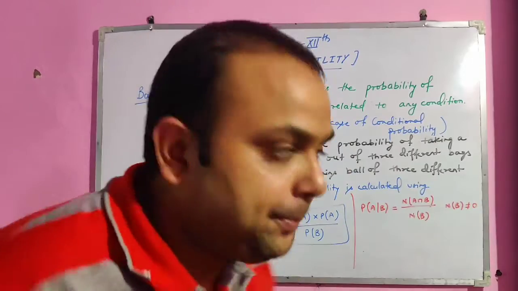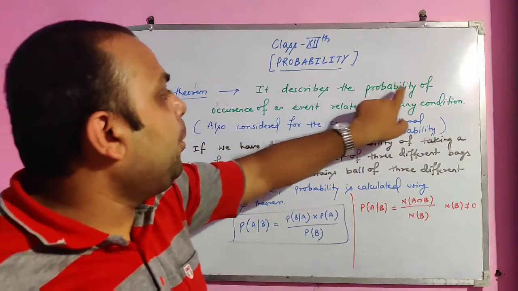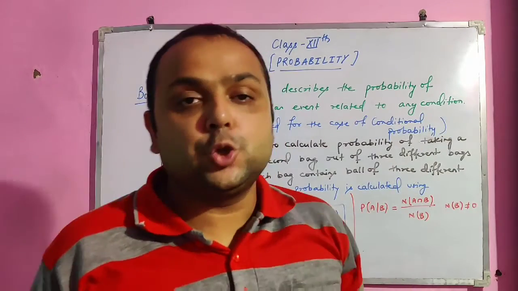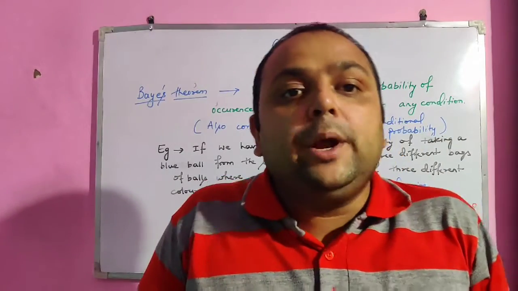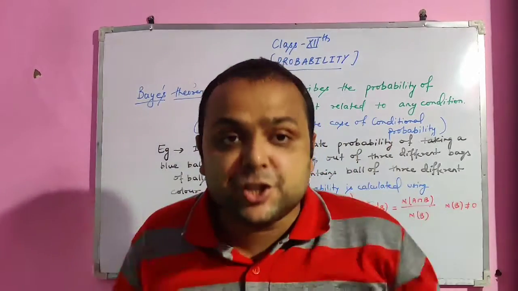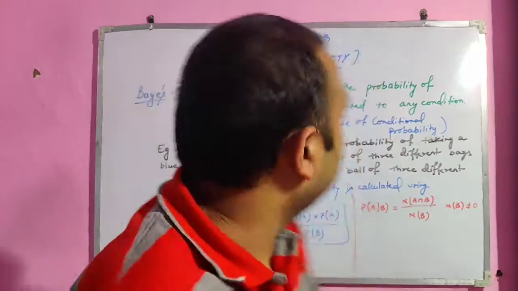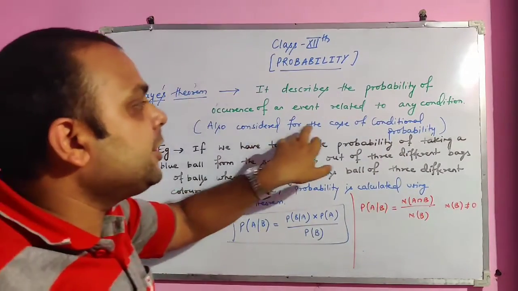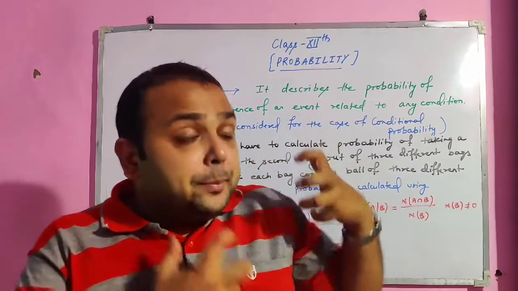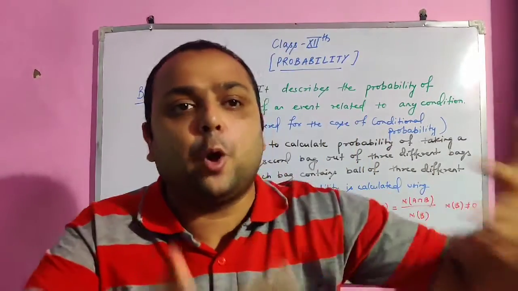Please see carefully. Bayes theorem describes the probability of occurrence of an event related to any conditions. So if I am calculating the probability of such an event which is based on some conditions, I have to use the concept of Bayes theorem. This is also considered for the case of conditional probability. So the Bayes theorem is totally dependent on conditions, that is, conditional probability.